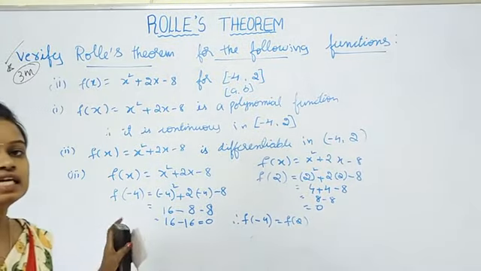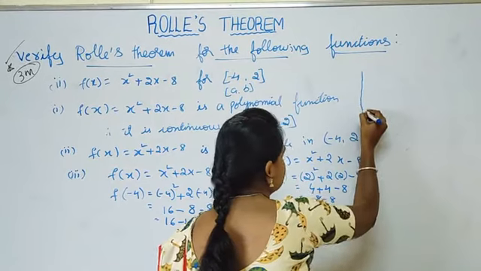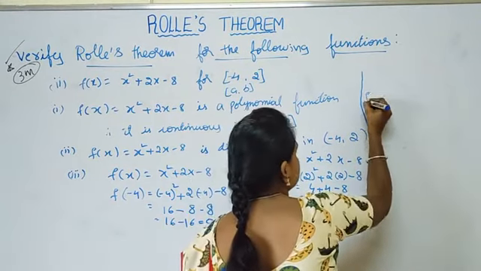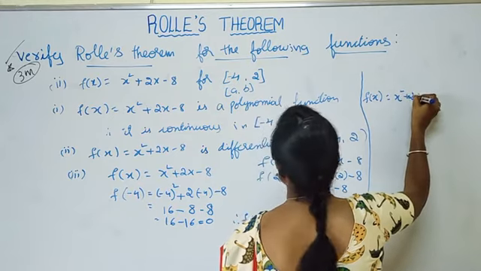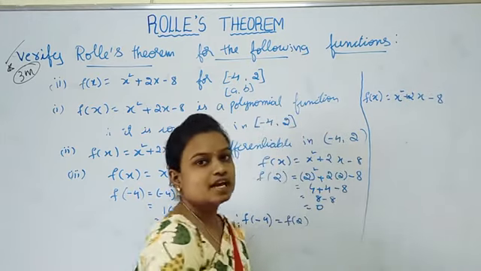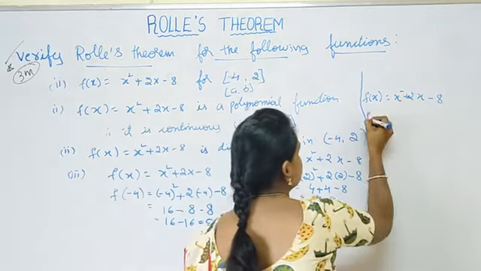So all the three conditions are satisfied. So what is the next condition? Again consider the given function, that is f of x is equal to x square plus 2x minus 8. Right? So we have to find the differentiation, that is f dash of x.